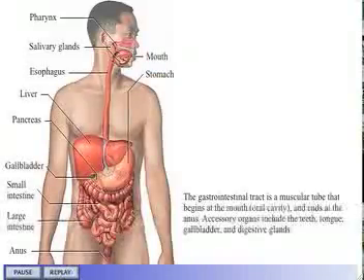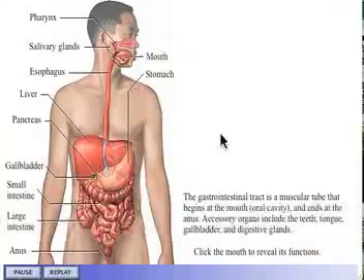The gastrointestinal tract is a muscular tube that begins at the mouth, or the oral cavity, and ends at the anus. Accessory organs include the teeth, tongue, gallbladder, and digestive glands. Click the mouth to reveal its functions.